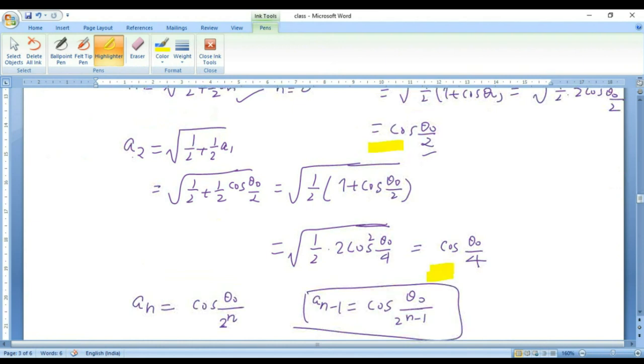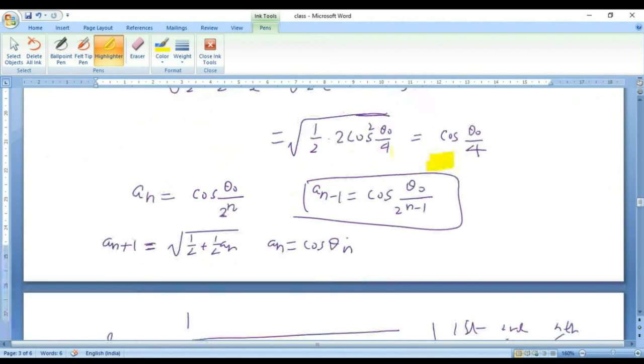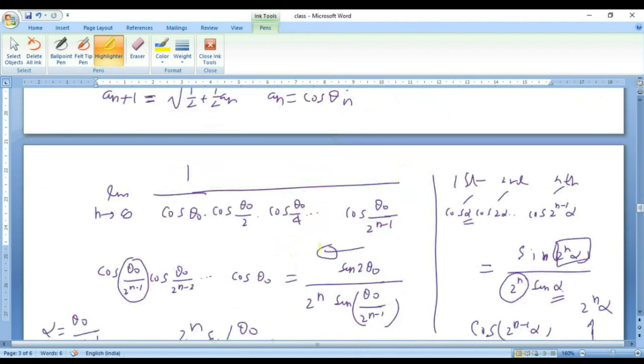A1 was cos theta naught over 2. And so final an comes out to be cos theta naught over 2 to the power n. But I need only an minus 1, so I'll use this one. An minus 1 equals cos of theta naught over 2 to the power n minus 1. And then I set up the limit.